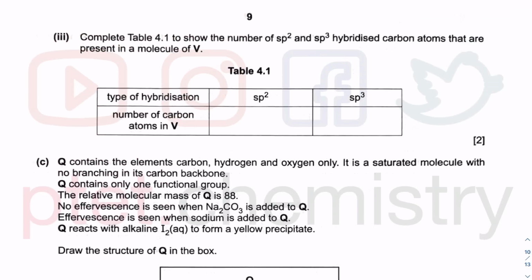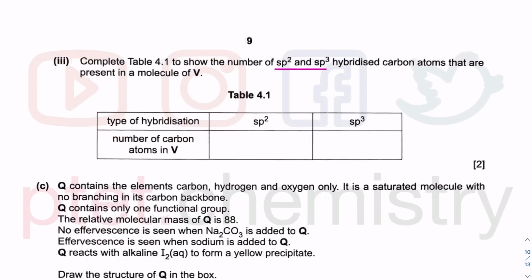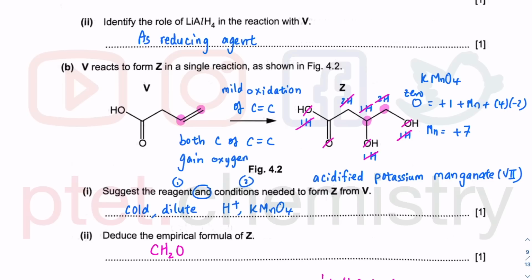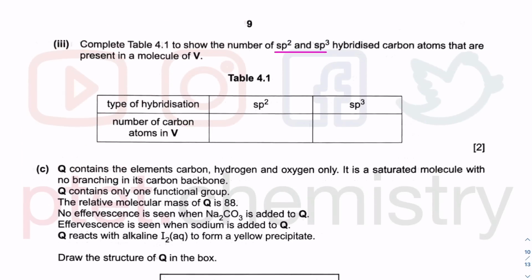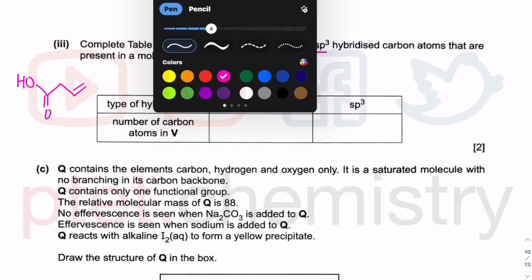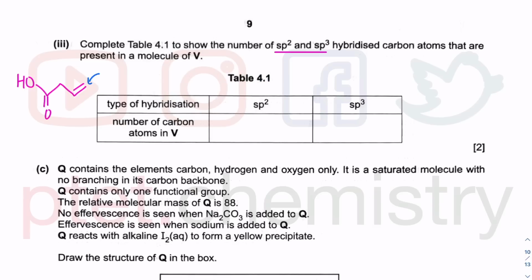In part 3, complete this table to show the number of sp2 and also sp3 hybridized carbon atoms. So this is hybridization. We're looking at a molecule of V. So let me just copy paste this. So that is V. And I'm just going to move this to the other page where we can work with it. So in terms of this structure of V, we can tell that this is a trigonal planar.